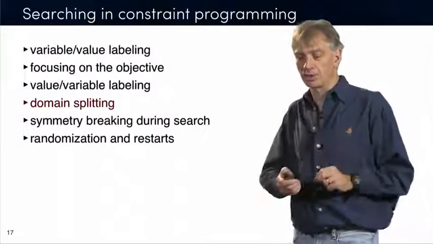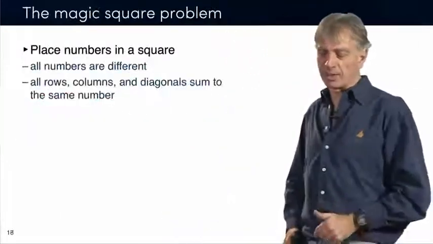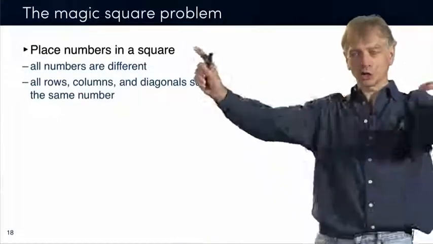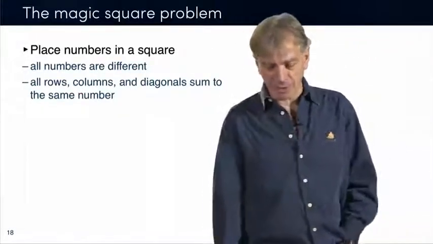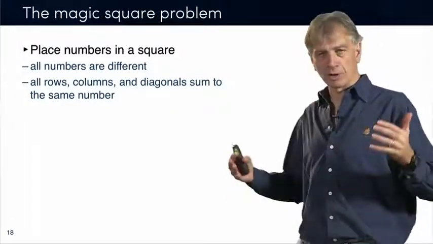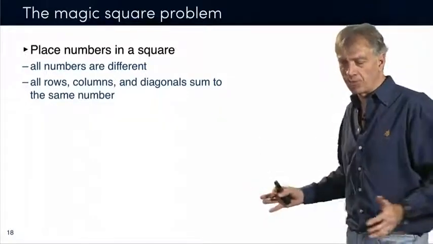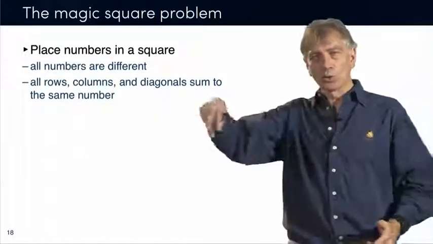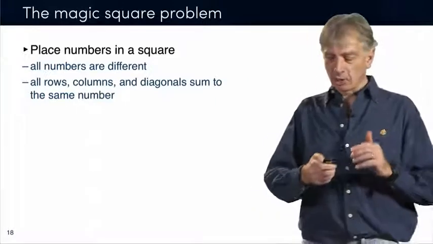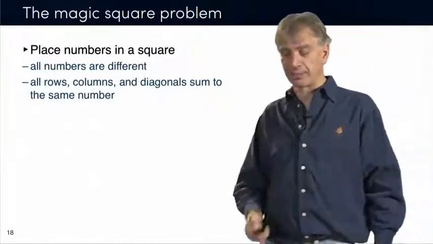What I'm going to talk about now is a completely different way of branching, which is called domain splitting. And I'm going to use another square example, which is called the magic square example. Essentially, you have a set of numbers to be placed in a particular square. All the numbers have to be different, and then all the rows, columns, and diagonals, when you look at these numbers, have to sum to the exact same number.